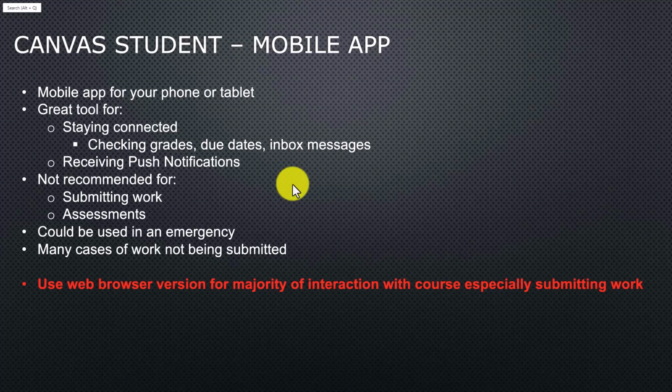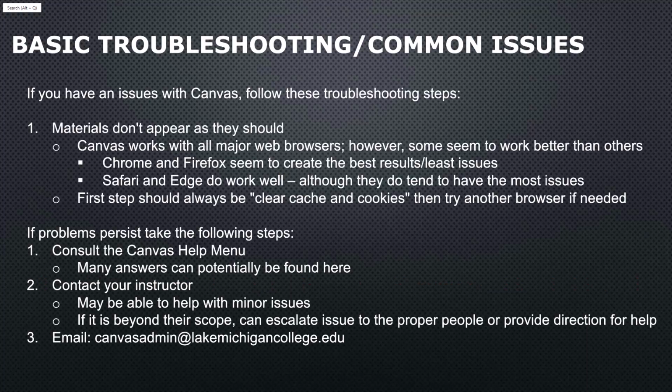It is possible that you may run into some problems or issues while using Canvas. One of the most common issues that comes up is materials don't always appear as they should. It could be that you're missing things on your dashboard, things don't seem to load correctly. Often this is an issue with the web browser.